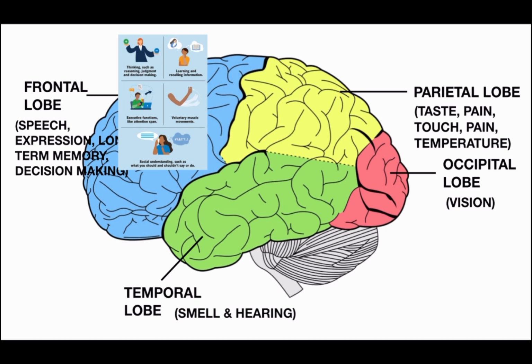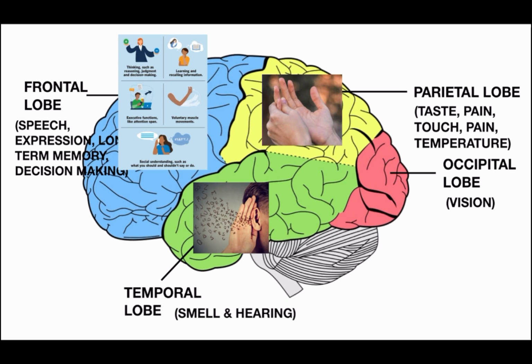The frontal lobe is involved in thinking, decision making, speech, languages, emotions, personality development, long-term memory, voluntary movements, and performing day to day activities. The parietal lobe is mainly involved in the somatic sensation, and the temporal lobe is involved in hearing and smell. And the occipital lobe is involved in vision.